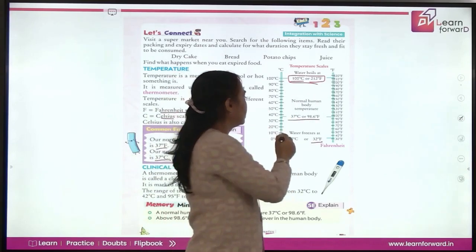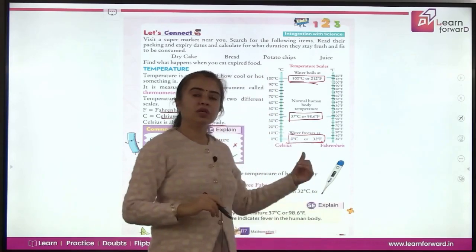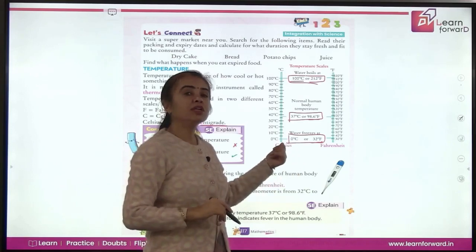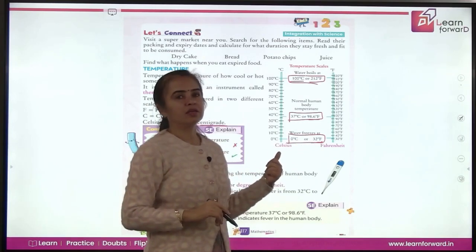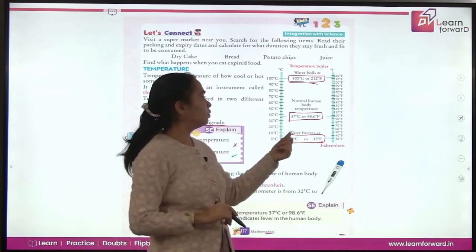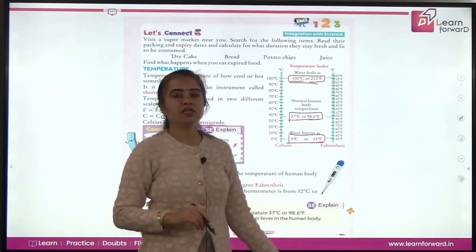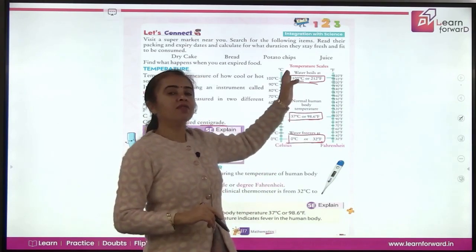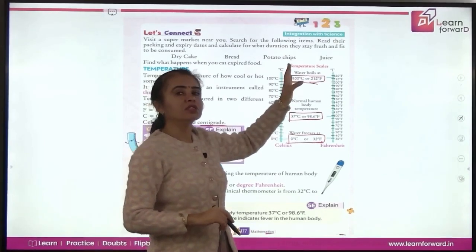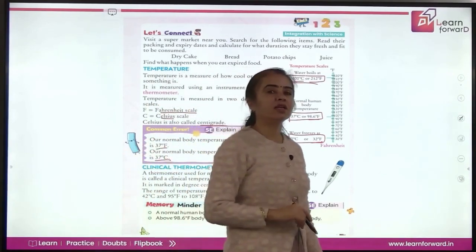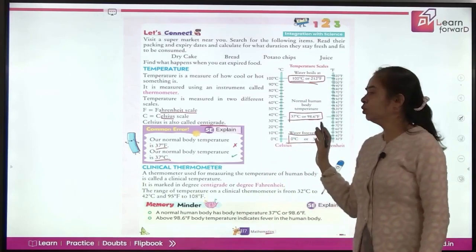So these are the three main temperatures that you must know. 0 degrees is the freezing point, 0 degrees in centigrade, which is the same as 32 degrees Fahrenheit. Then comes the human body temperature, which is 37 degrees centigrade or 98.6 degrees Fahrenheit, and then we have 100 degrees centigrade as the boiling water temperature, which is the same as 212 degrees Fahrenheit, right? So we have temperature in both these scales.